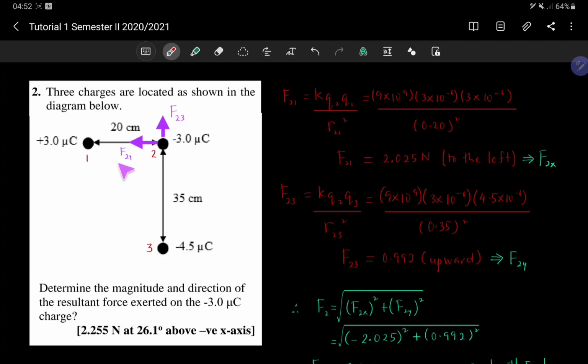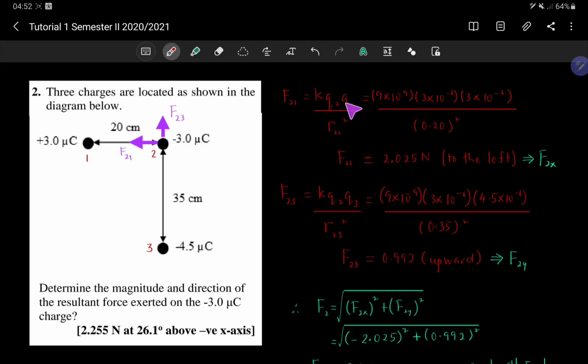separately. So F21 equals to K Q1 Q2 over R21 squared. K is just a constant. Q2 and Q1 are given already. Q2 is 3 microcoulomb, Q1 also 3 microcoulomb. And R21 is the separation between 2 and 1, which is 20 centimeter. Convert it to meter, equal to 0.2, and make it squared. Again, force is a vector.